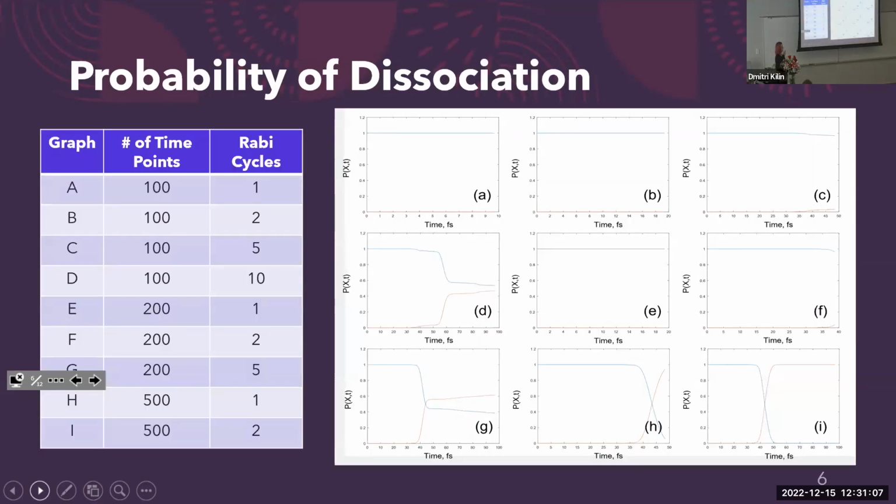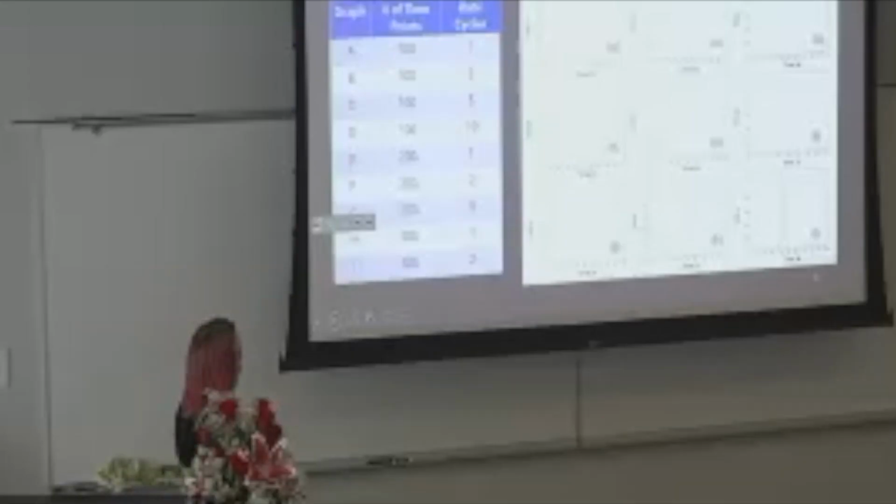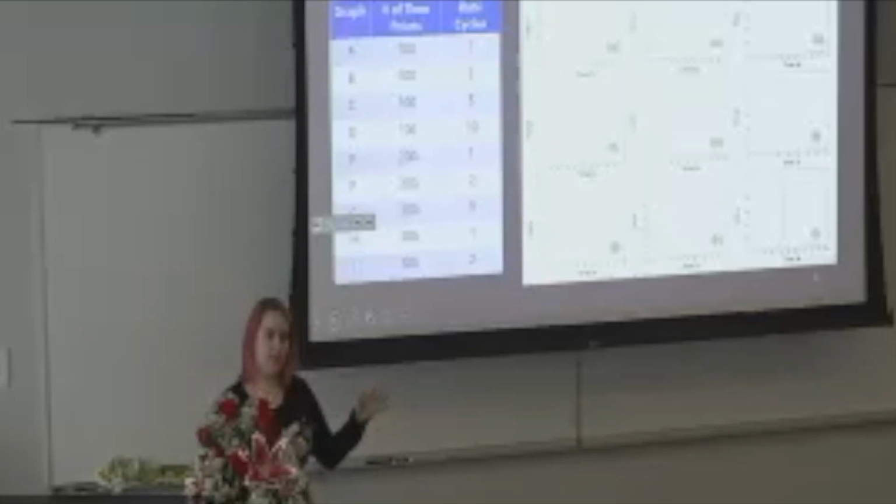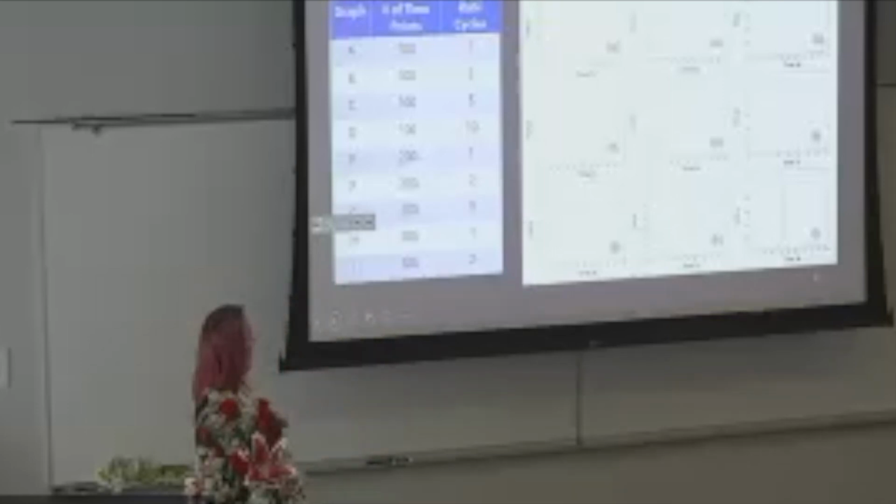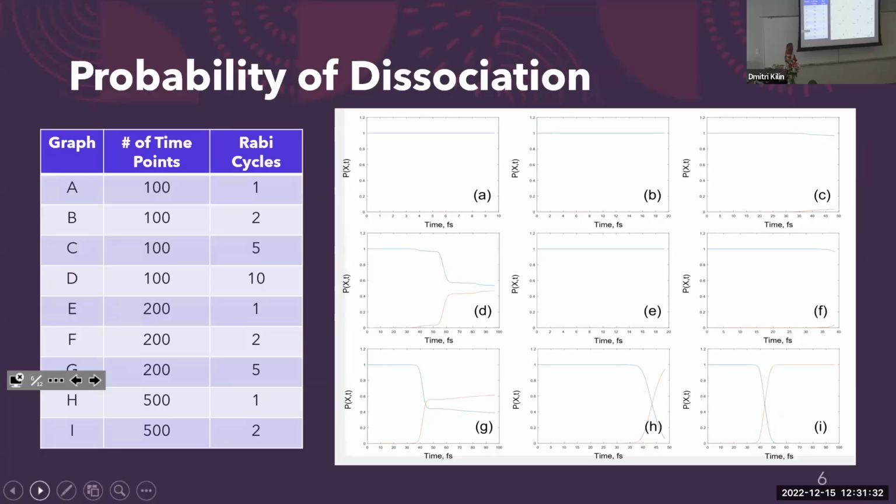So moving on to the results, this is the main chart of the dissociation. So basically, I changed the number of time points in the experiment, as well as the number of Rabi cycles. So we have 4 points for 100, using 1, 2, 5, and 10 Rabi cycles, 3 for 200 using 1, 2, and 5 Rabi cycles, and then 2 for 500 using 1 and 2.